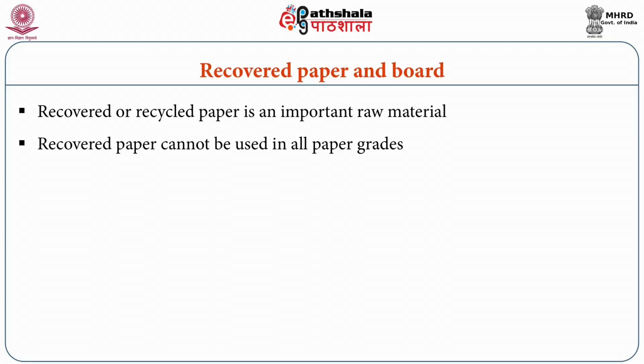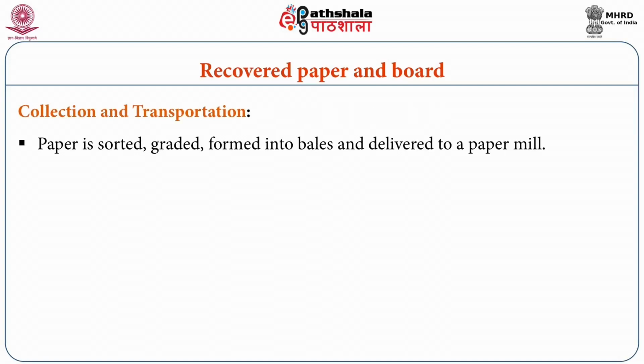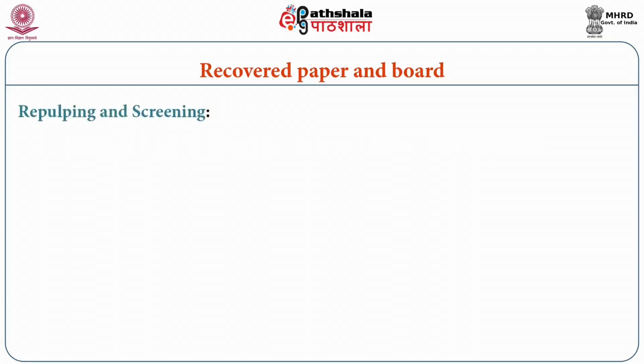The main difference is that recovered paper fibers have already been used, so non-fiber material will have to be removed. The major steps in the recycling process are collecting and transportation. Recovered paper is sorted, graded, formed into bales, and sent to the paper mill. Repulping and screening is the next step.